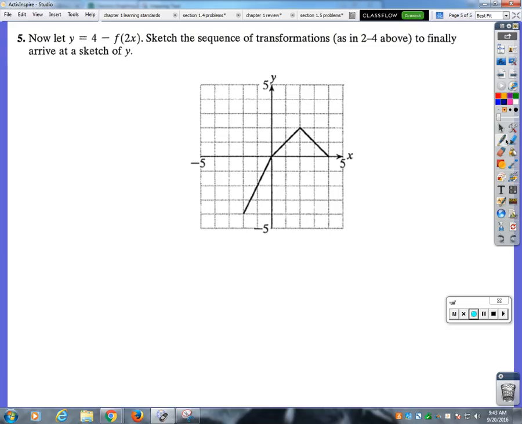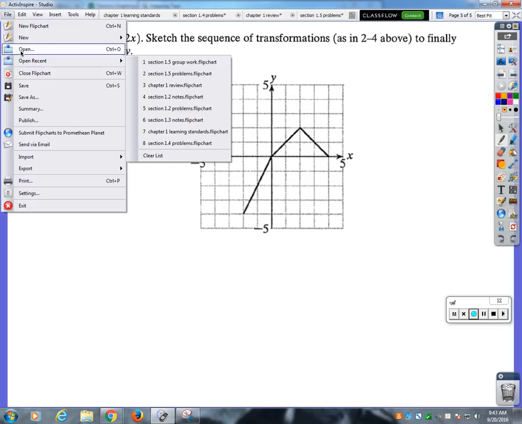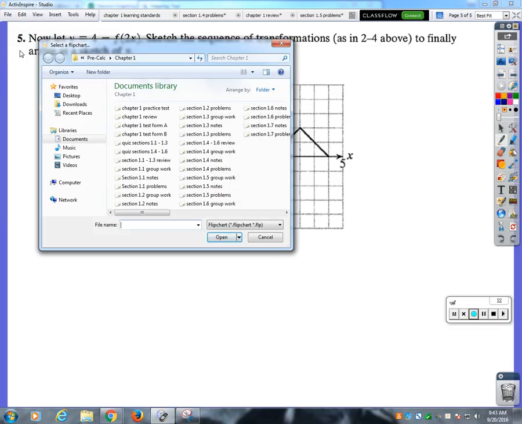Okay, let's learn that in the section, shall we? All right, so we had gotten partway through 1.5.